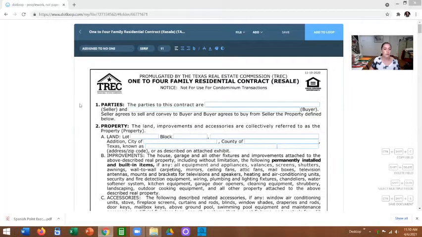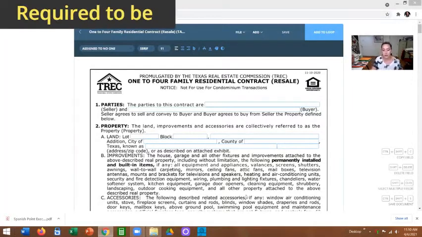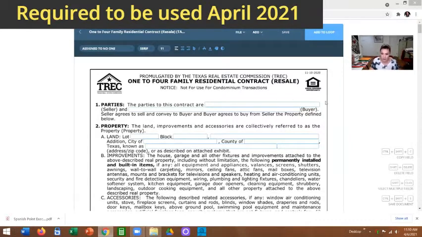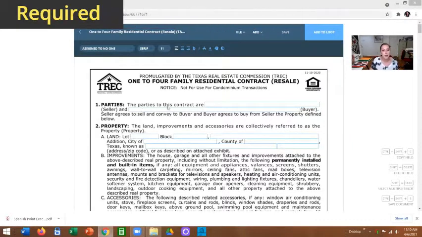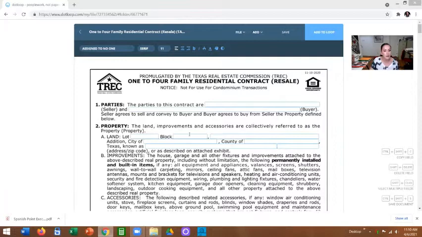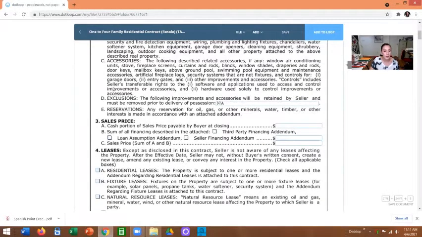These contracts were put out and made officially required to be used April of 2021. This is the seller, this is the buyer, legal description, street address. Then you have anything that doesn't stay, we would have to enter it here, or seller would. Then we have down payment plus loan equals sales price. Cash is the down payment, loan financing is what you're borrowing from your lender. So A plus B equals C.